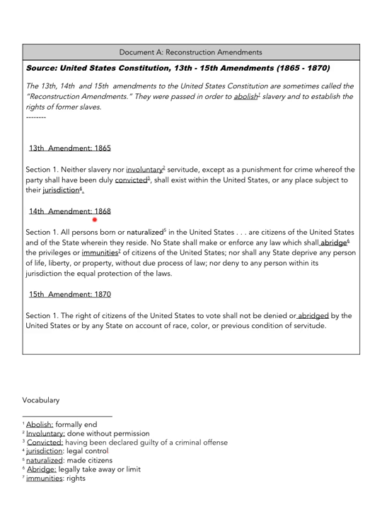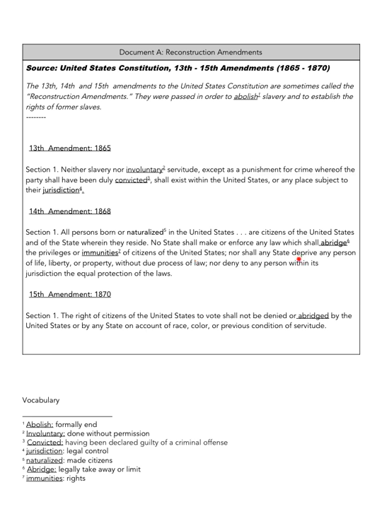14th Amendment, 1868. Section 1. All persons born or naturalized, meaning made citizens, in the United States, are citizens of the United States and of the state wherein they reside. No state shall make or enforce any law which shall abridge, or legally take away or limit, the privileges or immunities, meaning the rights, of citizens of the United States.